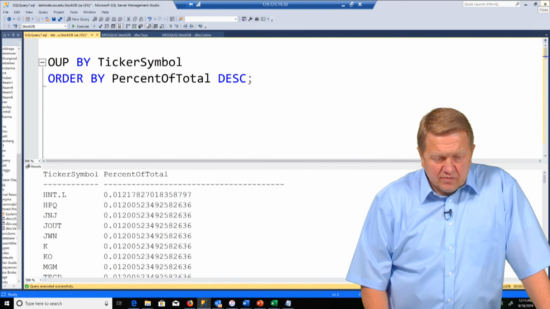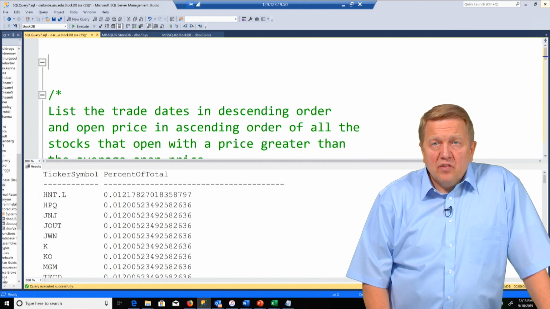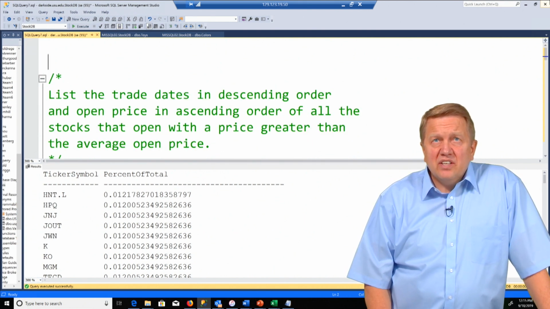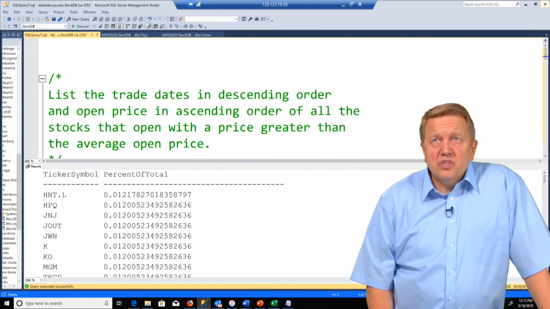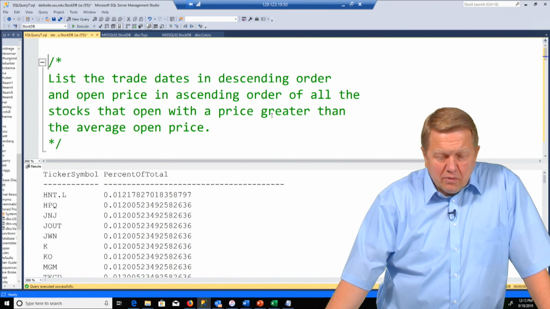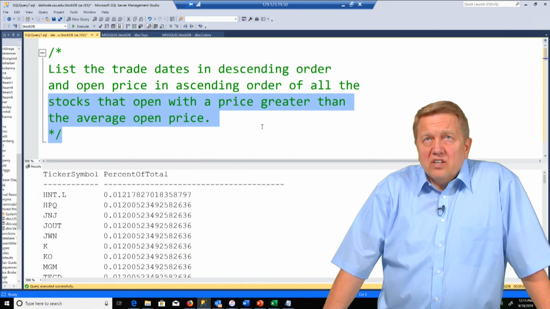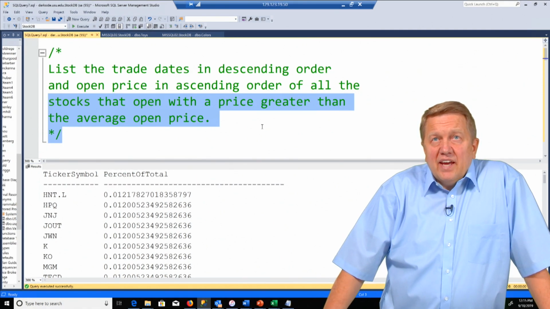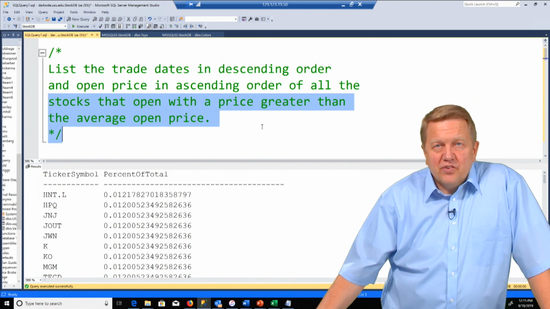Let's do the next one here. This question reads, list the trade dates in descending order and the opening price in ascending order. Those are going to be order by portions of all the stocks that open with a price greater than the average open price. Well, this question's kind of fun in that the actual meat and potatoes of the question is the second half of the question. So we have to find stocks that open with a price greater than the average opening price. Then the first part of the question is how we want to order the answer.